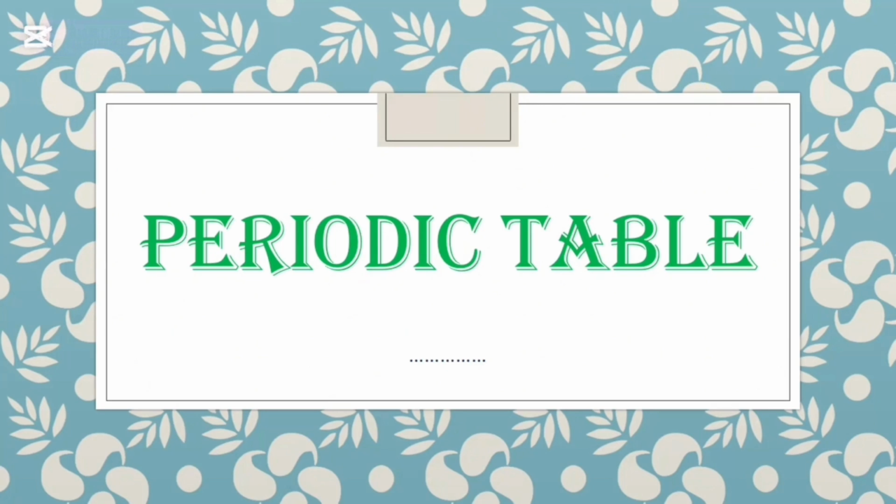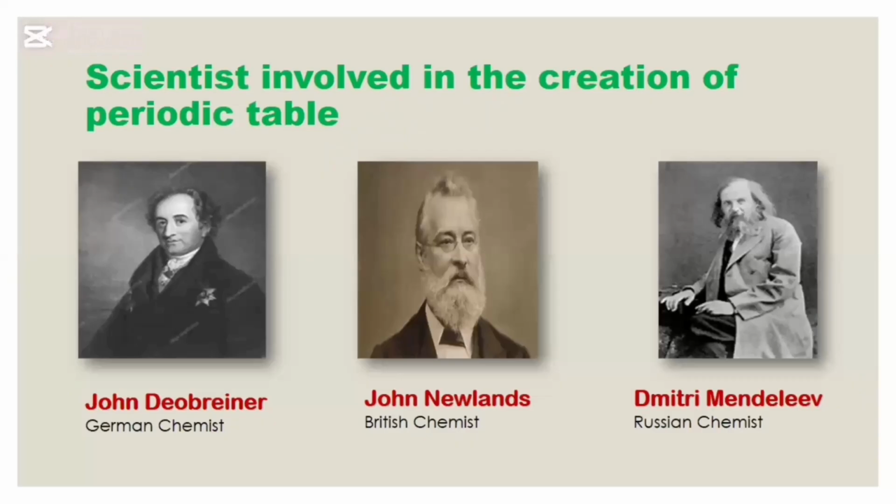So many scientists contributed to the creation of the periodic table. It's like John Dobereiner, John Newlands, Dmitri Mendeleev, Antoine Lavoisier, Lothar Meyer, and finally Henry Moseley. So what John Dobereiner did was he grouped elements into triads. Triads means sets of three elements based on similar properties, noticing patterns in their atomic masses.